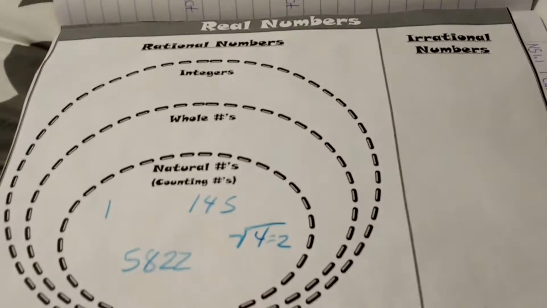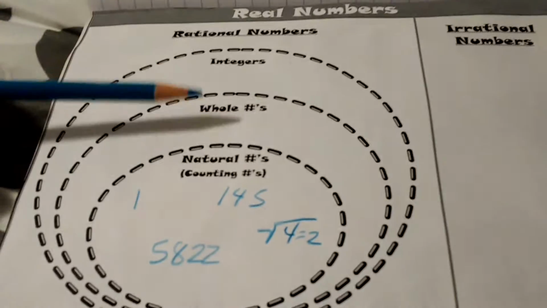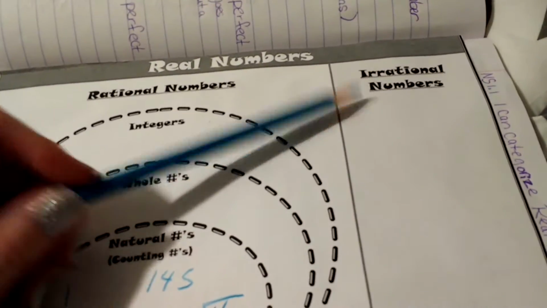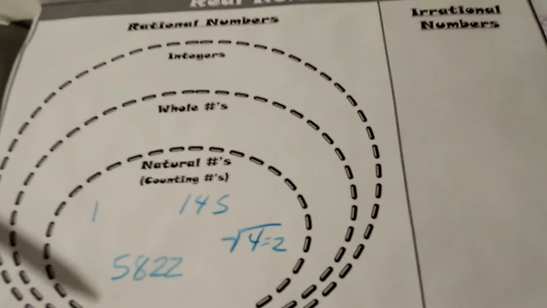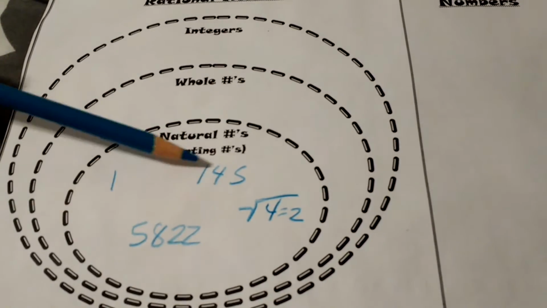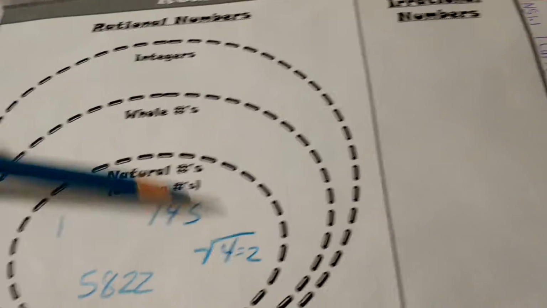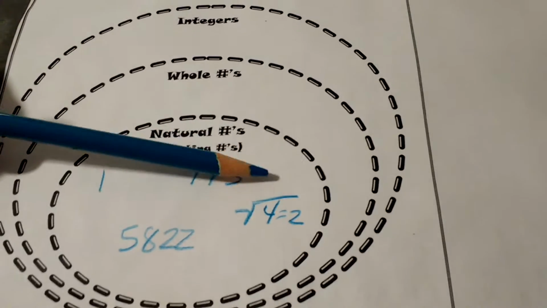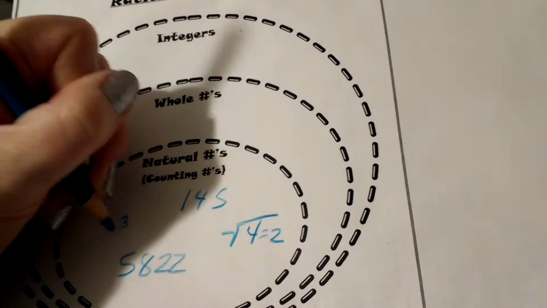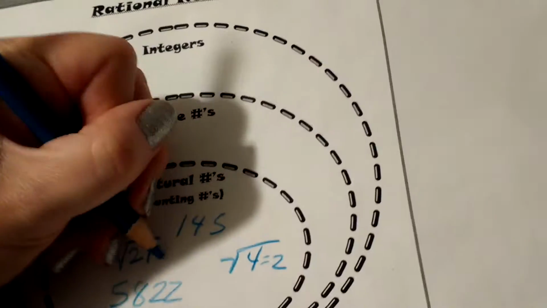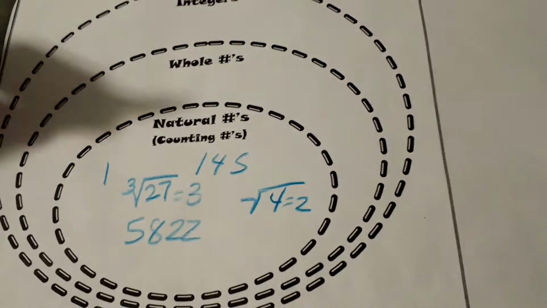Relates to the real numbers is we've got rational numbers, integers, whole numbers, natural counting numbers, and then over here, of course, irrational numbers. So natural counting numbers start with 1 and they go to all positive numbers through infinity. So 1, 4, 5, 5,822, the square root of 4, for example, because it's 2. The cube root of 27 because that equals 3, and so forth.